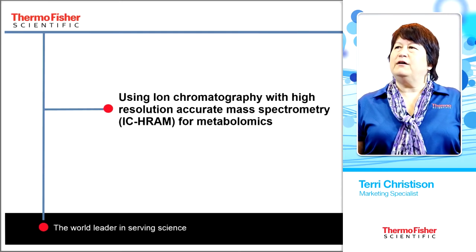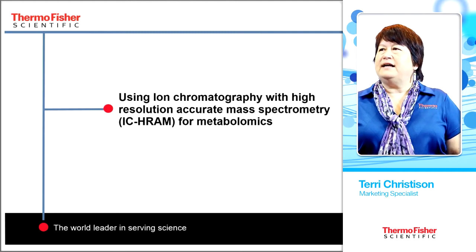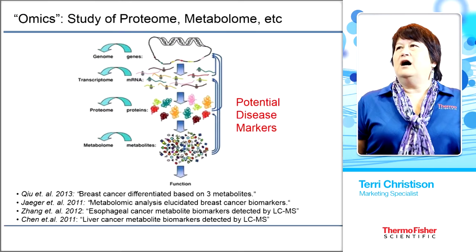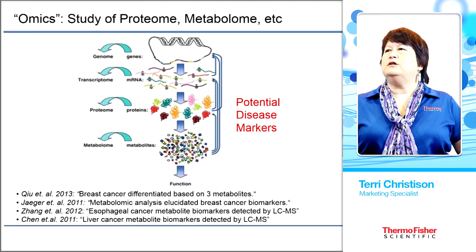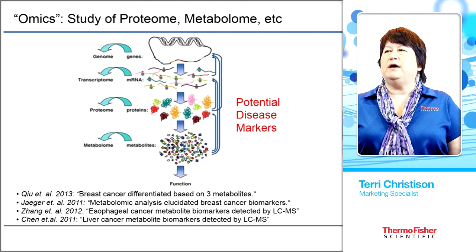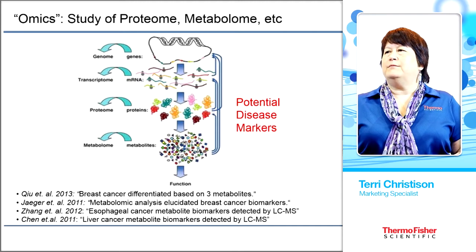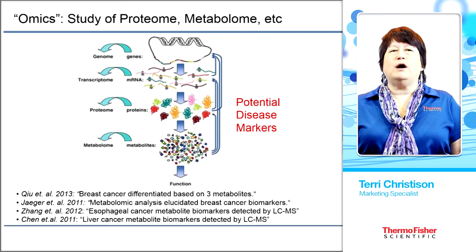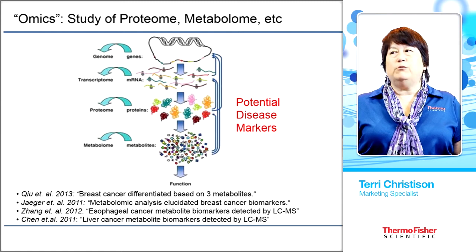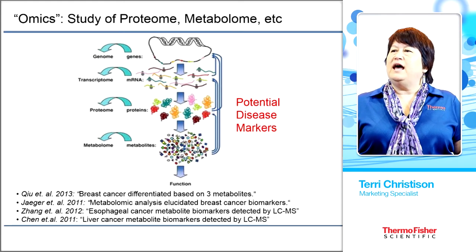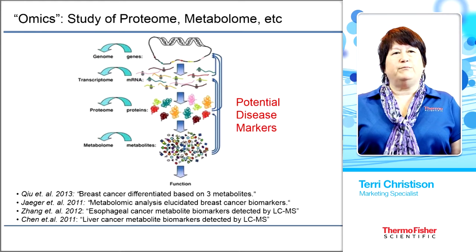Today we're going to talk about using ion chromatography with high resolution accurate mass spectroscopy, IC-HRAM, for metabolomics. Omics is the study of the proteome and the metabolome, from the genome to transcription, then to proteome, and then metabolomics. And it's used to study potential disease markers, but much like the genome studies, they've had much promise and much excitement, but have not really played through completely. However, metabolomics studies all the effects of all of these, and in that case, we have already shown some very amazing disease discovery and biomarkers.